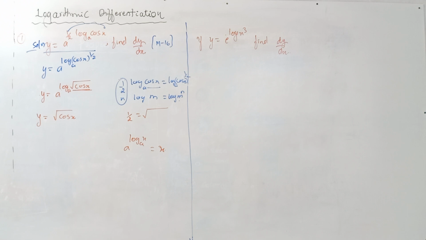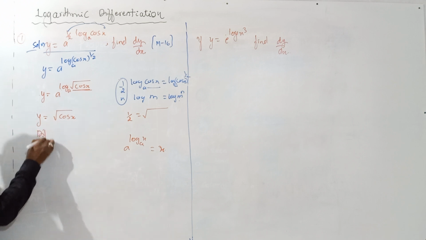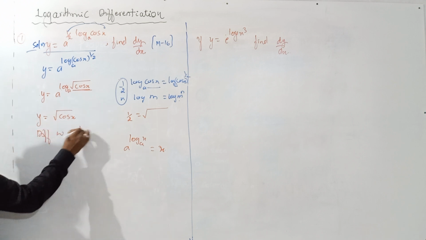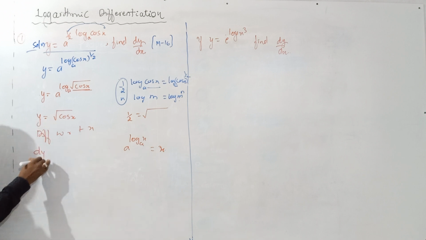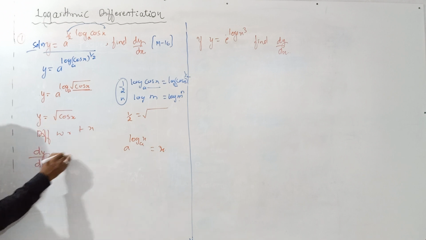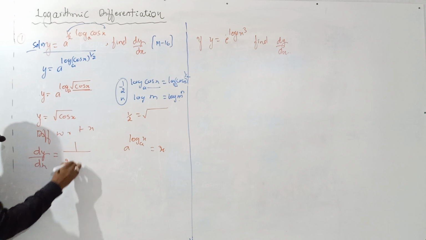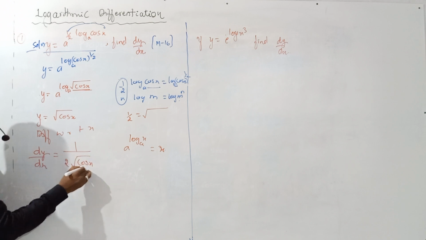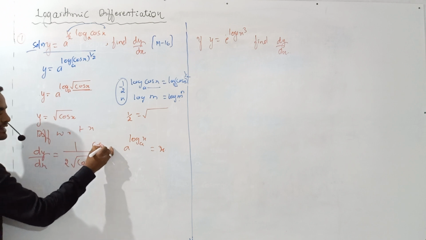Root cos x. Now differentiate with respect to x. The derivative of y, dy by dx, is the derivative of the root, 1 by 2 root cos x, times the derivative of cos, minus sin x.